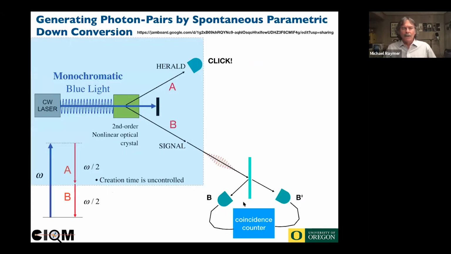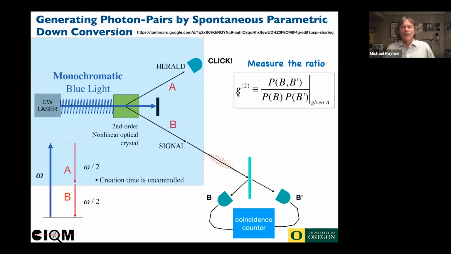Okay, so here's our setup again. We want to measure the ratio. We call it G2, and it's equal to the ratio of these three probabilities, but conditioned on the fact that A clicked. So given that A clicks, the probability that B and B prime will also click is this one. And the probability that B will click is this one, and the probability that B prime will click is this one. And this ratio is a useful quantity that we call G2.